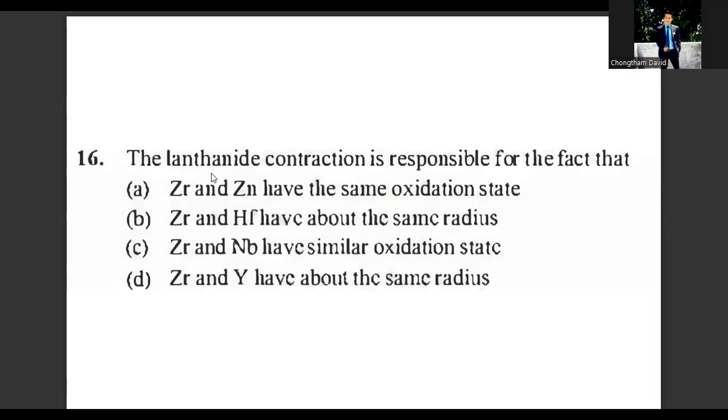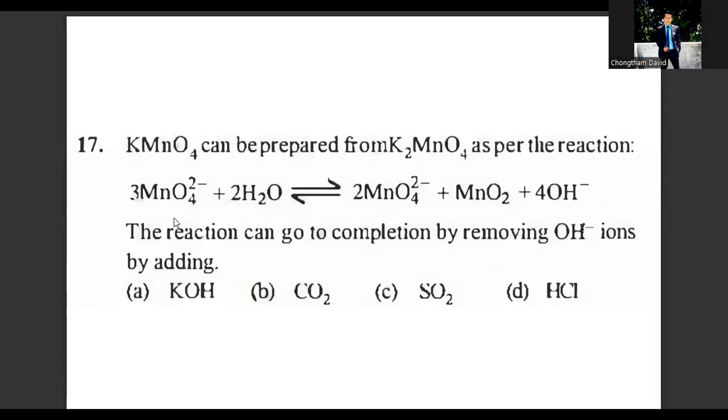16. The lanthanide contraction is responsible for the fact that in vertical columns of transition elements, there is an increase in size from the first member to the second member, as expected. But from the second member to the third member, there is very small change in size, and sometimes the sizes are the same. This is due to lanthanide contraction, and this is the reason for zirconium and hafnium to have the same atomic radius. So B, zirconium and hafnium have the same radius, is the answer for question number 16.